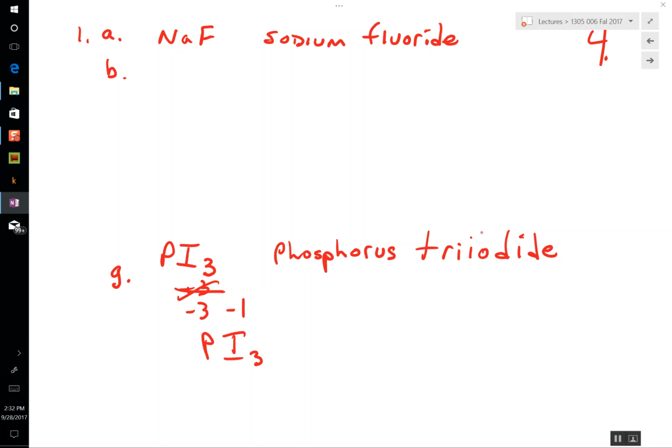Sometimes it has to do with punctuation. Okay, but this is a nonmetal. Phosphorus is a nonmetal combining with a nonmetal. That's what's leading me to this. I'm not just going to call it phosphorus iodide. All right, so G, H, I, and J are all would be named by the covalent naming system.